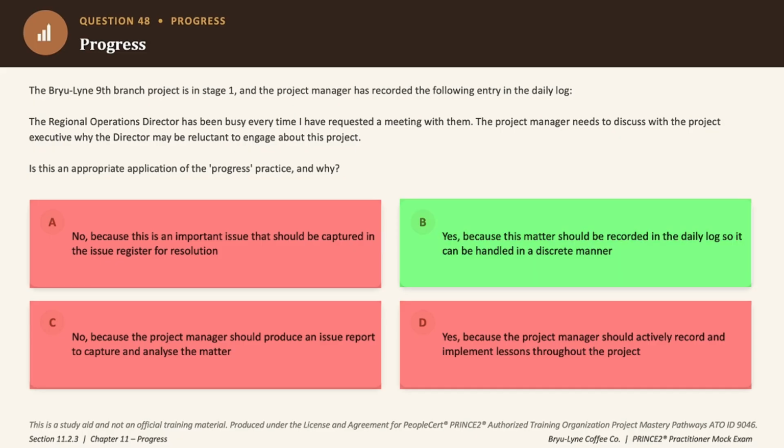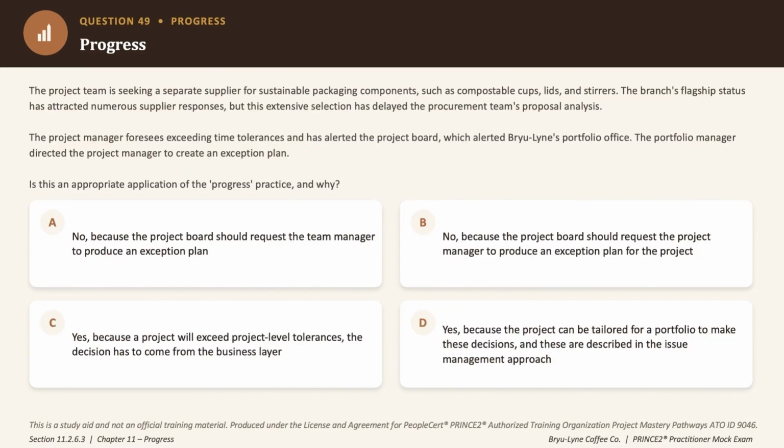Finally, question number 49, the last question from the progress practice in your PRINCE2 practitioner exam. So a flood of supplier responses for sustainable packaging delays procurement, and the project manager forecasts a time tolerance breach. The project board gets alerted, and somehow the portfolio office ends up directing the project manager to produce an exception plan. Now the question is, is this an appropriate application for the progress practice, and why?